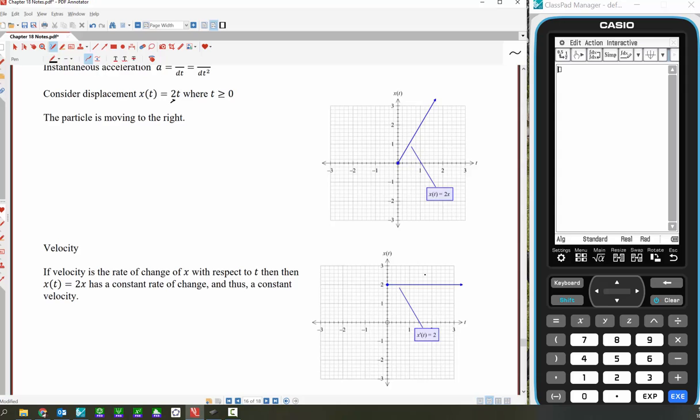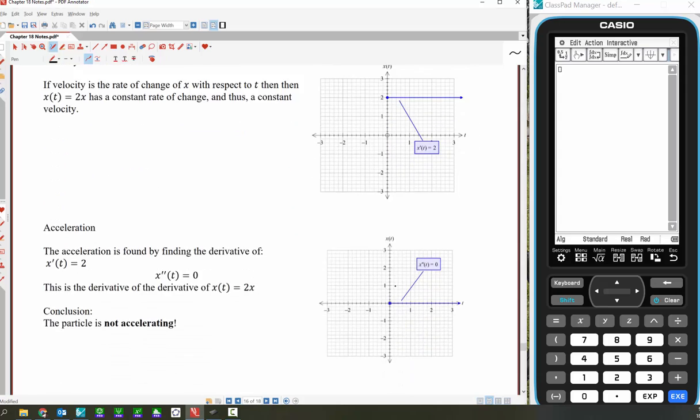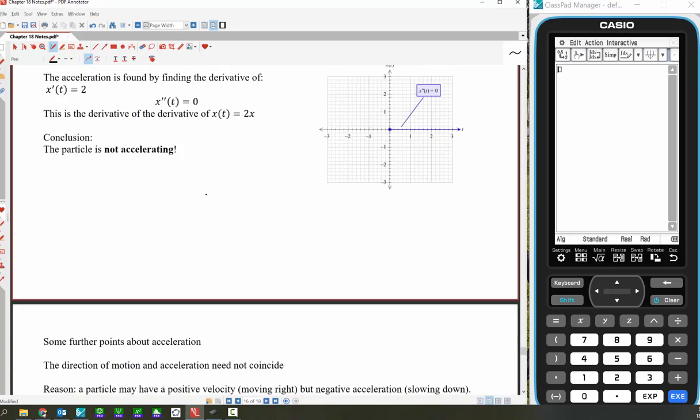Okay, so we say that this has got a constant velocity. And finally, if I get the derivative of the velocity function, so x dash t is equal to 2, that's my derivative of the rate of change function. If I derive this to get the double derivative, I can see that it's got zero acceleration, i.e. the particle is not accelerating. The rate of change of the velocity is 0. So it's moving, but the velocity is not changing. It's constantly 2. So the particle, we say, is not accelerating.